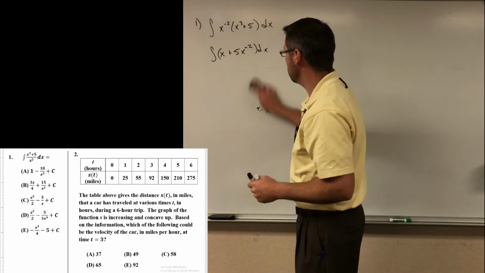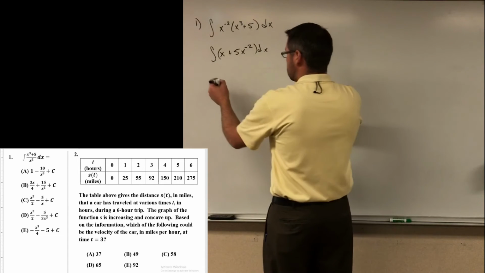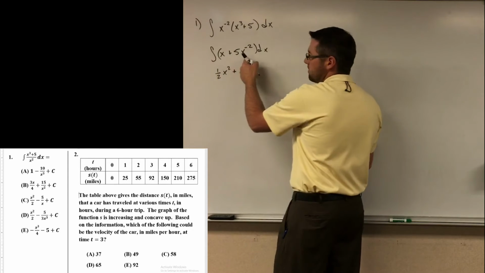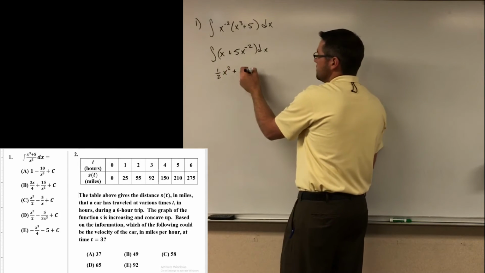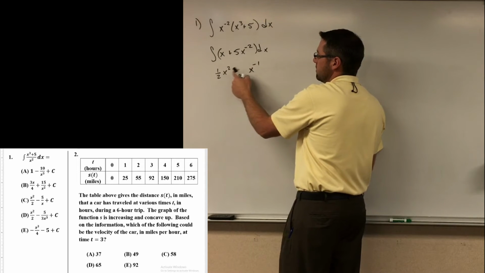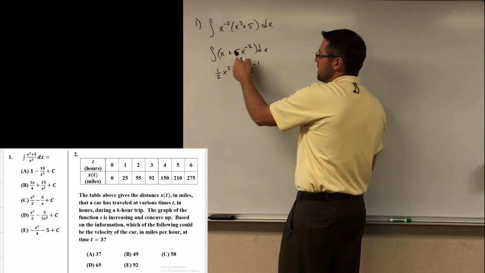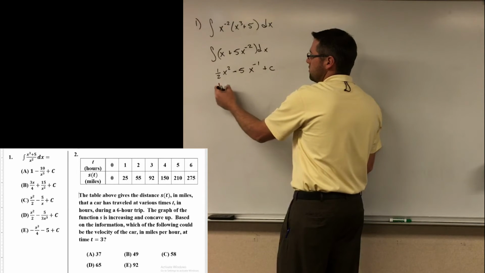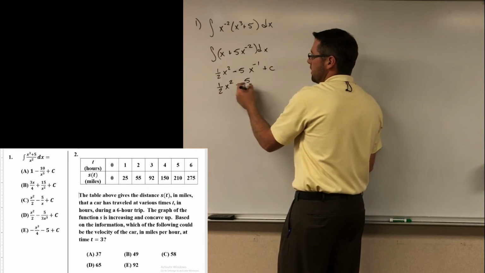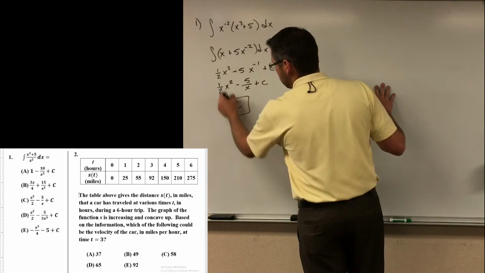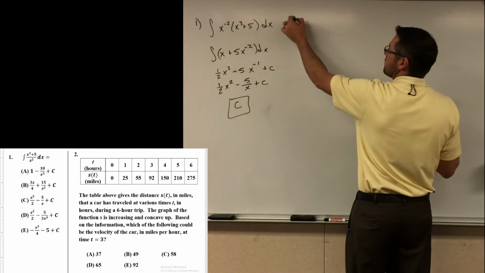So what is the antiderivative of x? 1 over 2 x squared. The antiderivative of this is going to be x to the negative 1, and then this will be negative 5, because we're taking the 5 and dividing it by the new coefficient, and then plus c. So 1 over 2 x squared minus 5 over x plus c. So it is c, but you all know that because you cheated. But, you know, whatever.